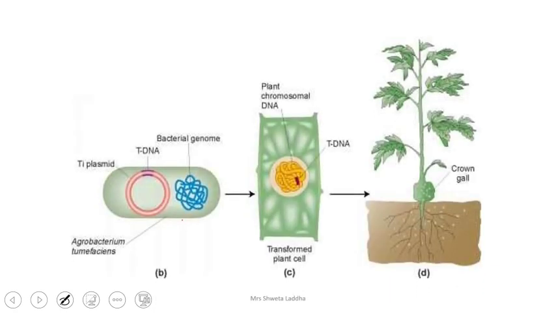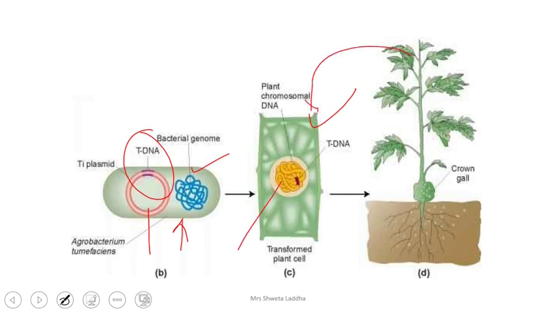So you see, this is the Agrobacterium tumefaciens. This is the bacterial genome, the nucleoid. This is the plasmid with the tDNA, the transposons. This is a plant cell, and this is the chromosome of the plant. This tDNA, you can see it over here, is infecting the plant cell.